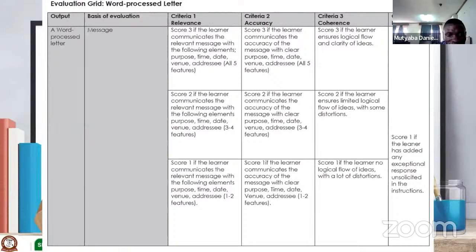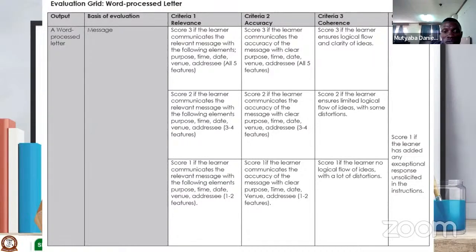Look at box number 1, criteria number 1, that is relevancy. Where there is score 3, the learner communicates the relevant message with the following elements: purpose, time, date, venue, address. Those are the things that you're looking at under message. They are very clear. And that still should be subjected to this grid at 3 levels. Relevancy in 3 levels. Which levels? Score 3, score 2, score 1.